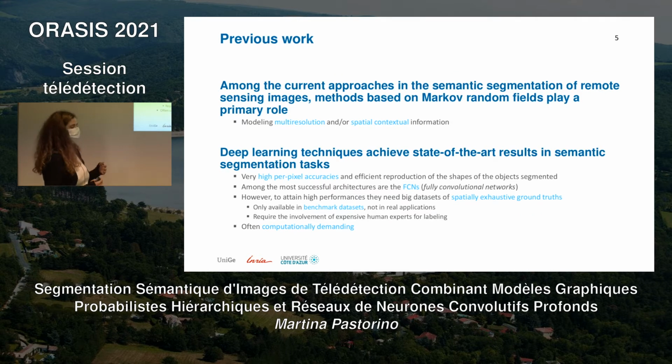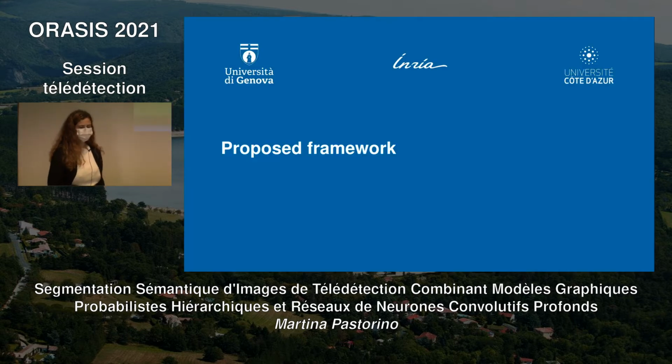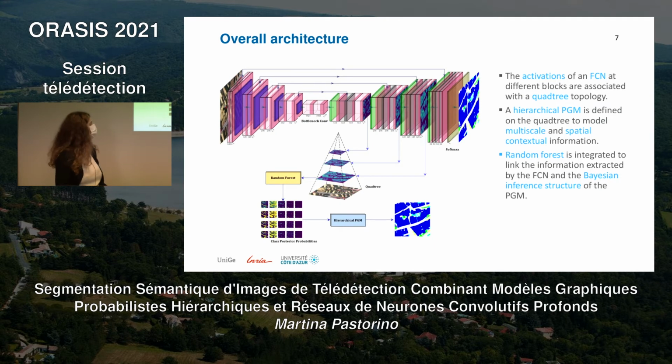In this framework, among the current approaches in the semantic segmentation of remote sensing images, on one hand, methods based on Markov random fields play a primary role. They can model multi-resolution or spatial contextual information depending on the underlying graph topology. On the other hand, deep learning techniques achieve state-of-the-art results. They can obtain very high per pixel accuracies and even efficiently reproduce the shapes of the objects segmented. However, to work well, they need very big datasets of spatially exhaustive ground truth, which, as mentioned before, are only available in benchmark datasets.